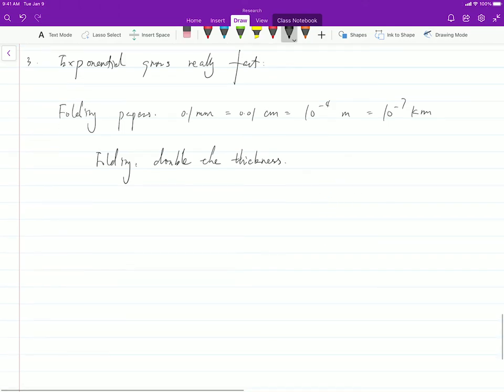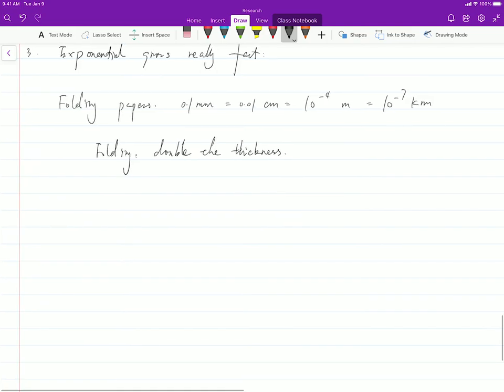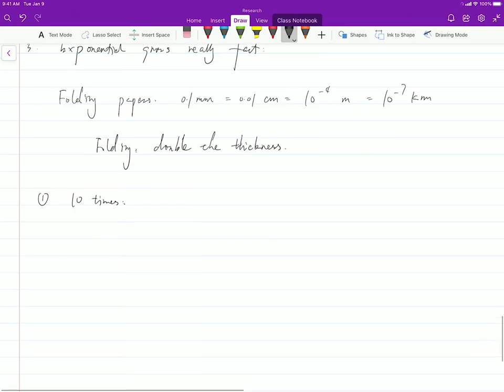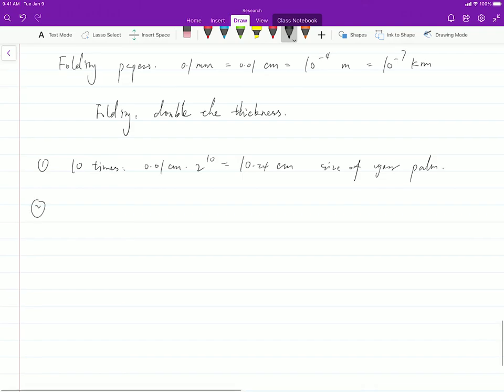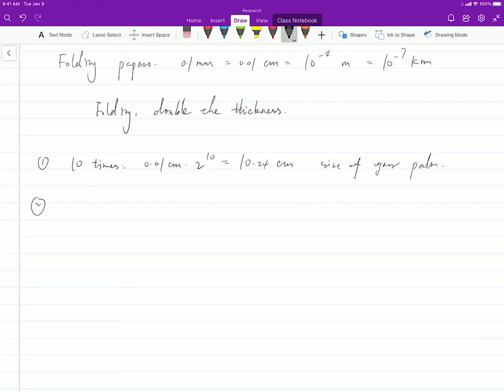Okay. Let's compute how thick this one can get. Number one, fold it 10 times. You start from 0.01 centimeter. You times 2, which is double, 10 times. That roughly gives you 10.24 centimeter, which is roughly the size of your palm. Which is not much. Okay. You just keep folding it, and I calculated all these numbers ahead of time. So I can tell you it's 42 times.